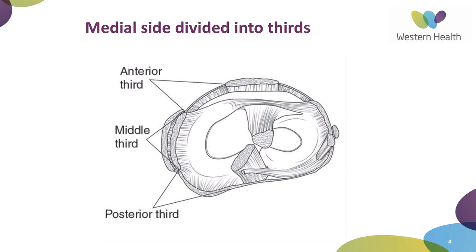A more recent description in the literature by Robinson divides the side of the knee into thirds: anterior, middle, and posterior third. The superficial and deep portions of the MCL actually occupy the middle third of the medial side of the knee. Although they function in close association with the structures of the posteromedial corner, they are not typically considered part of it.